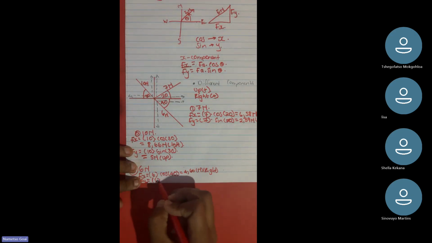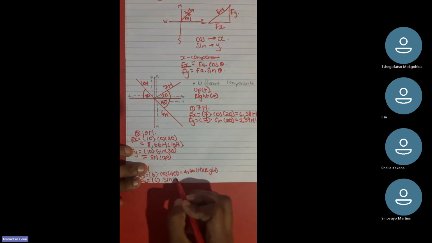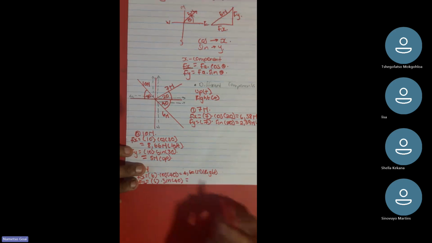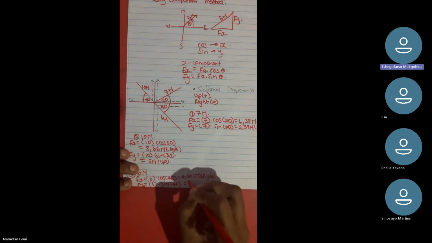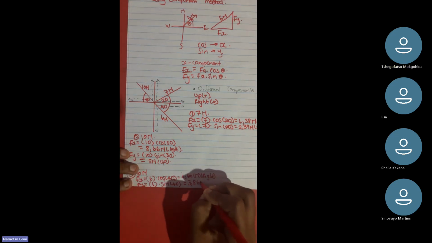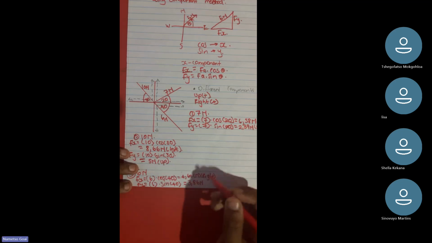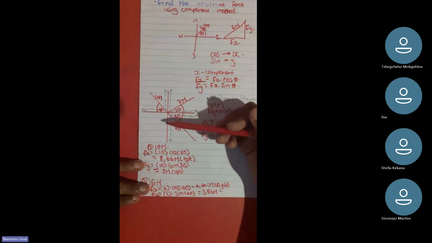Now, can you do the Fy? Just say 6 multiplied by sine of 40. What is it going to be? 3,86. 3,86 Newton downwards. Because look at how your Fy is for the 6 Newton one. It's going down, right?